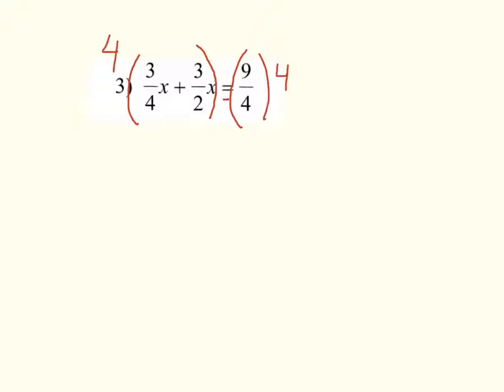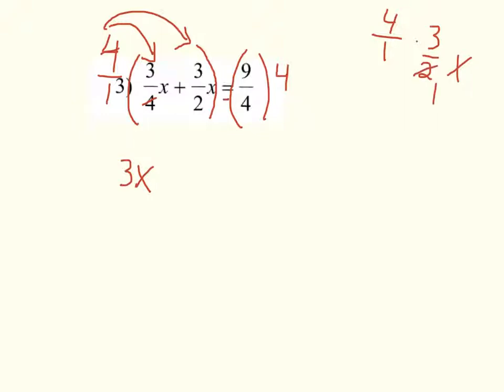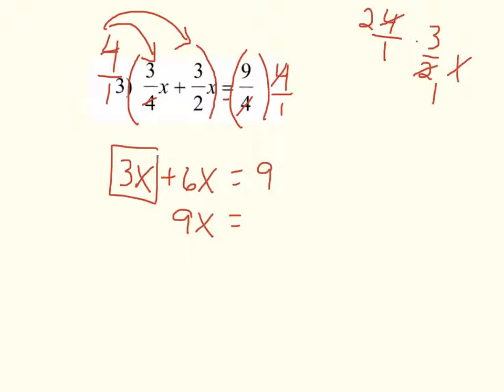Alright, so let's start on the left. If I multiply by 4 over 1, the 4's cancel, and I get 3x. Now I'm going to multiply the 4 times 3/2. I'll write that over here. 4 over 1 times 3/2 x. I can cross cancel, and I'm going to get 6x. And that's a plus sign, so I get plus 6x. And then I multiply the right side, 9/4 times 4 over 1. The 4's cancel, and I get 9. So I have 3x plus 6x. That makes 9x. Combine like terms, always. And then once I've combined like terms, now I have 9x equals 9. Just divide by 9. And my answer is 1.